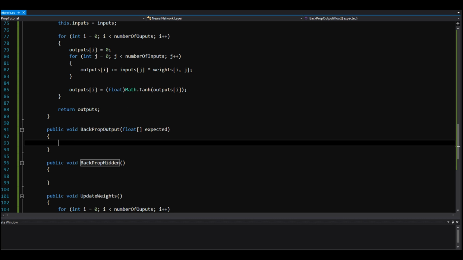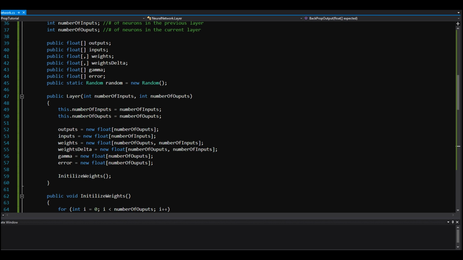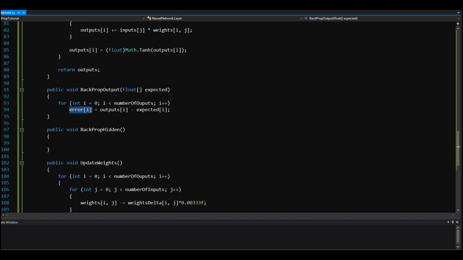So now let's get into the back propagation for the output layer. The first thing we should be doing is calculating this error value. We don't actually need this array, but I only made it because it'll make things a little easier to understand. We need to calculate the derivative of the error, which is literally just going to be output minus the actual value. Derivative error at I is equal to the output at I minus the expected I. Error at I now contains the derivative of the mean squared error with respect to the output.